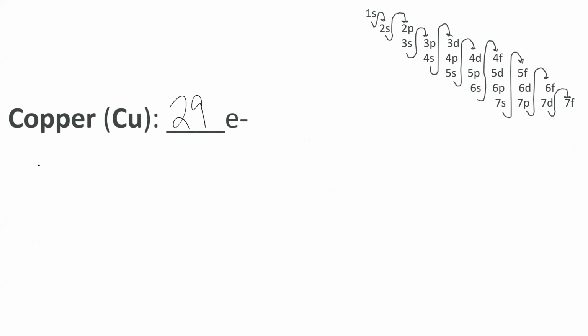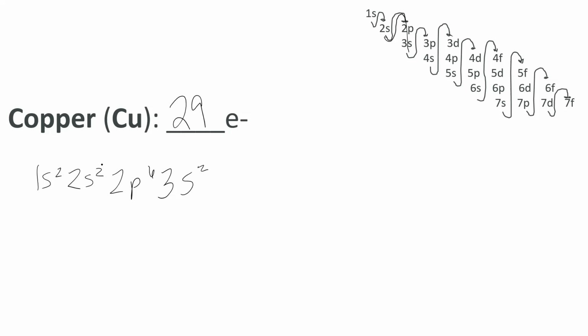Here we go. 1s2, 2s2. I'll follow my arrow up to 2p. P can hold up to 6. Down to 3s. S can hold up to 2. I'm going to check my numbers.